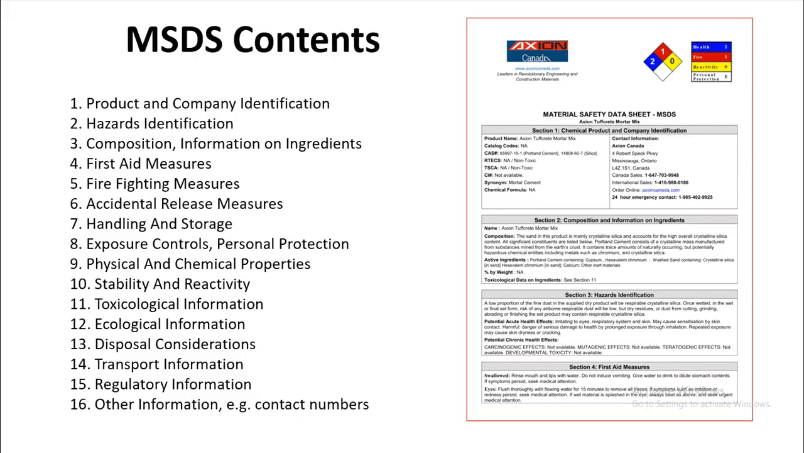For the sake of the MSDS, the material safety data sheet, here are some examples. What are the contents of the material safety data sheet, or MSDS? Number one, product and company identification. On the MSDS you can see the hazards identification of the chemicals, the composition information on the ingredients, the first aid measures, firefighting measures, accidental release measures, handling and storage procedures, exposure controls, personal protection or personal protective equipment required, and physical and chemical properties of these hazardous materials.